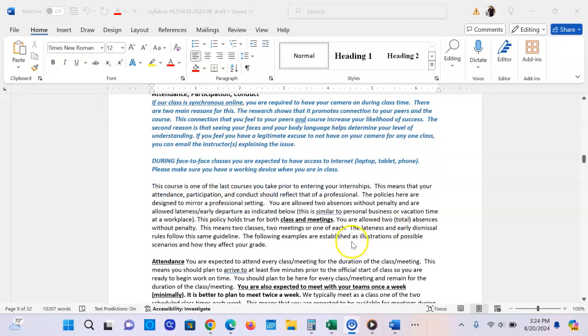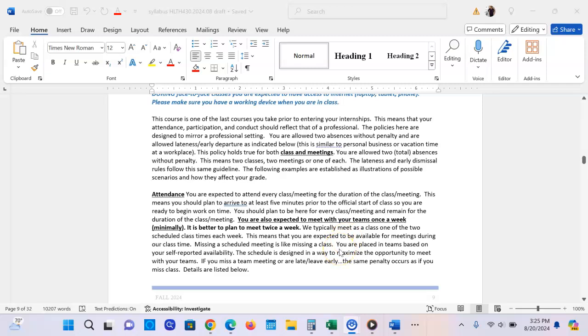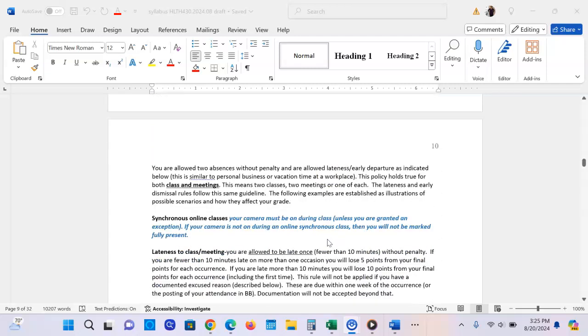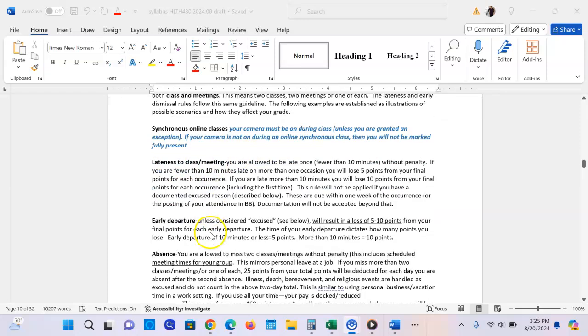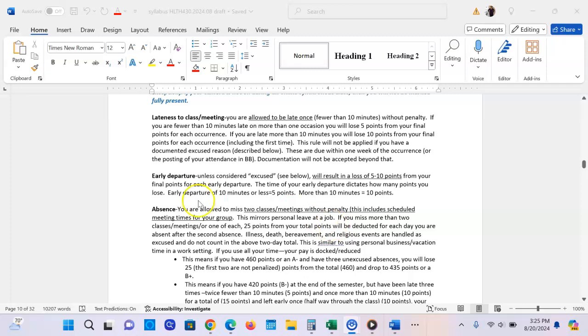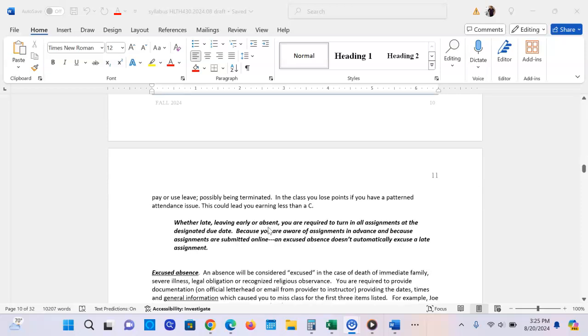Okay, and I just talked about this class runs like a job, and so all the policies in this class are really similar to the work setting. There's information on attendance. Just like work, you're allowed to miss 2 days during the semester, like personal business days, and no reason, I don't need to know why, just 2 days you're allowed to miss. Synchronous online classes, again, you need cameras. It talks about lateness to class, leaving early. This talks about the 2 absences and the penalties if you miss more than 2 days.